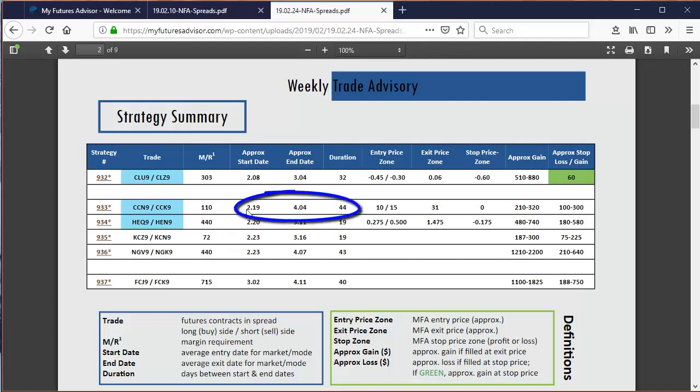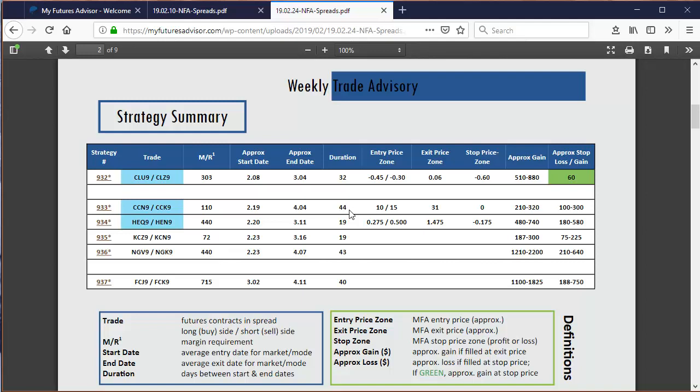All right, and then the next two dates are the seasonal tendency window. So in this particular one for cocoa, approximate start date was Feb 19, approximate end date was April 4, and the difference between the two dates is 44 days. Okay, so that basically is the first part of the trade where it shows you the strategy number, the actual spread itself in terms of which commodity, which calendar months, and then margin requirement, entry date, exit date, and quantity of days. The back side of this, the right side of the data here, is the nitty-gritty in terms of entry and exit and risk and reward.